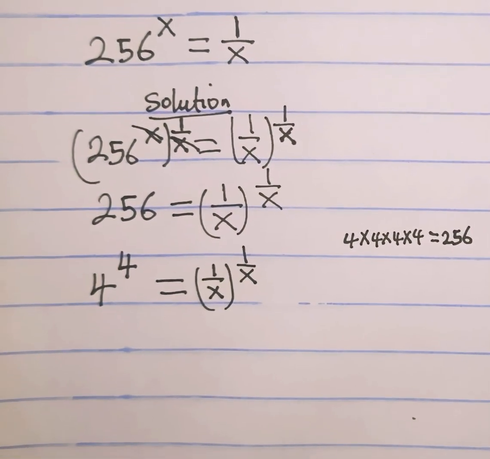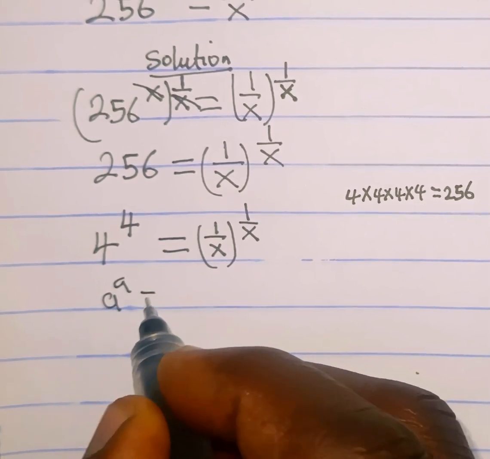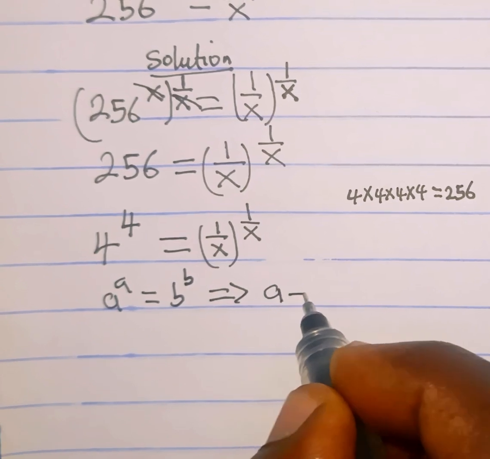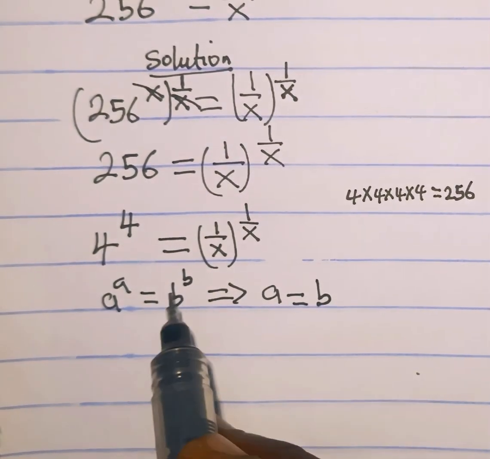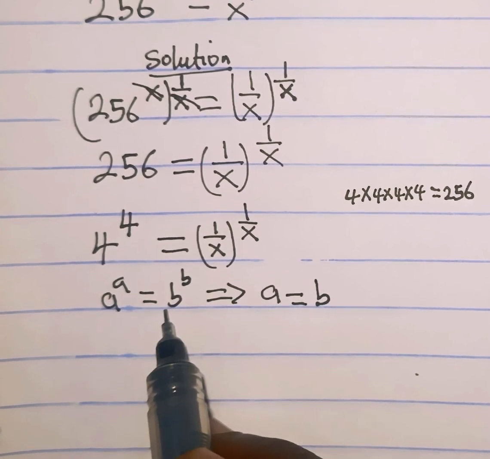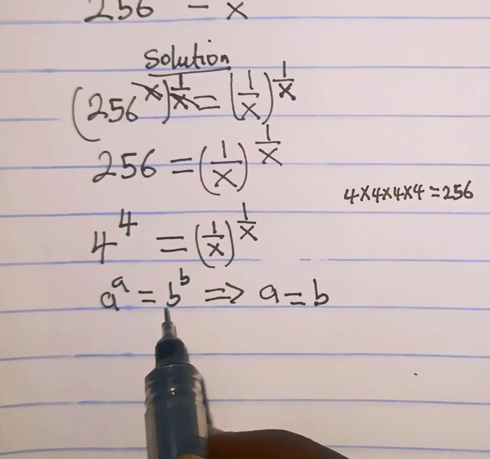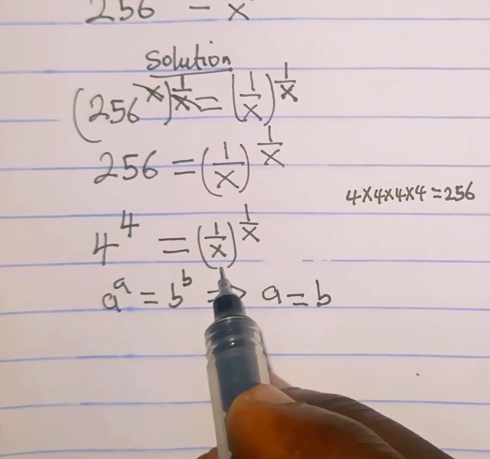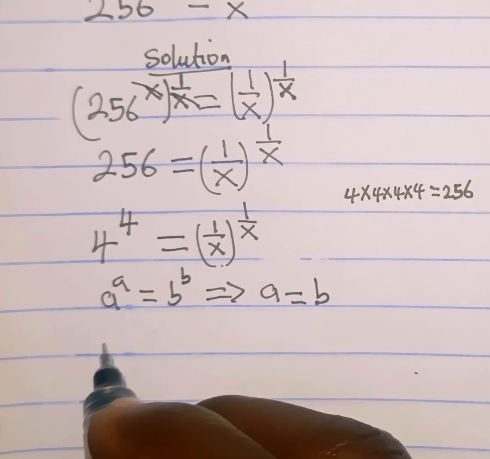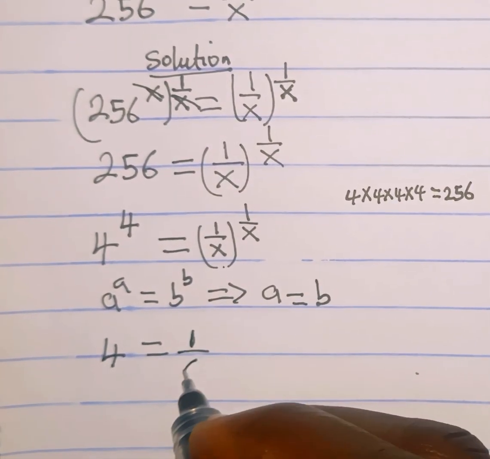From here, we are going to recall that when we have a raised to the power of a is the same as b raised to the power of b, this implies a is the same as b. So when you have a term raised to the power of the same number and also b raised to the power of b, we can just pick one and equate. So therefore, 4 to power 4, 1 over x to power of 1 over x, we can just pick 4 from here and equate. 4 will be equal to, then we just pick 1 over x.